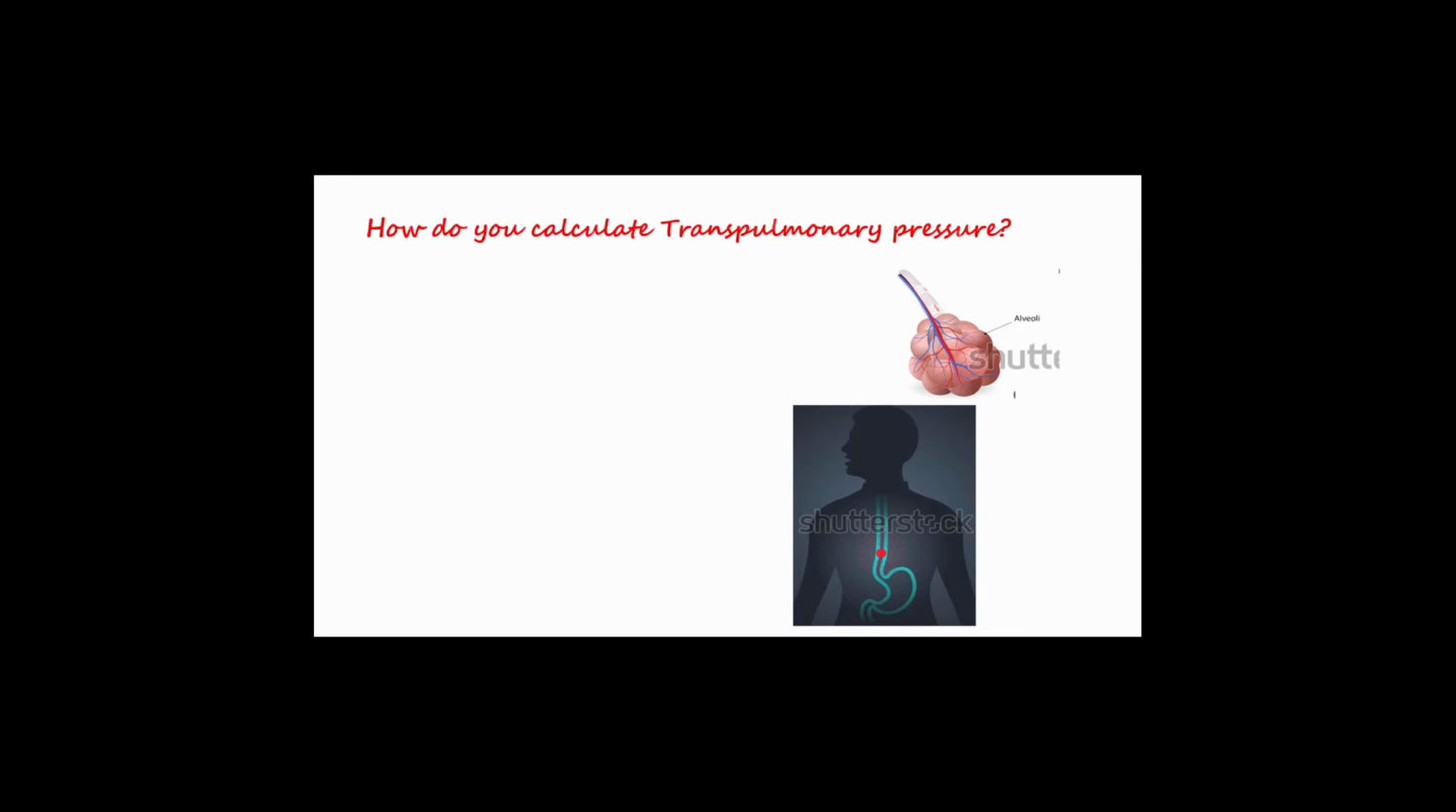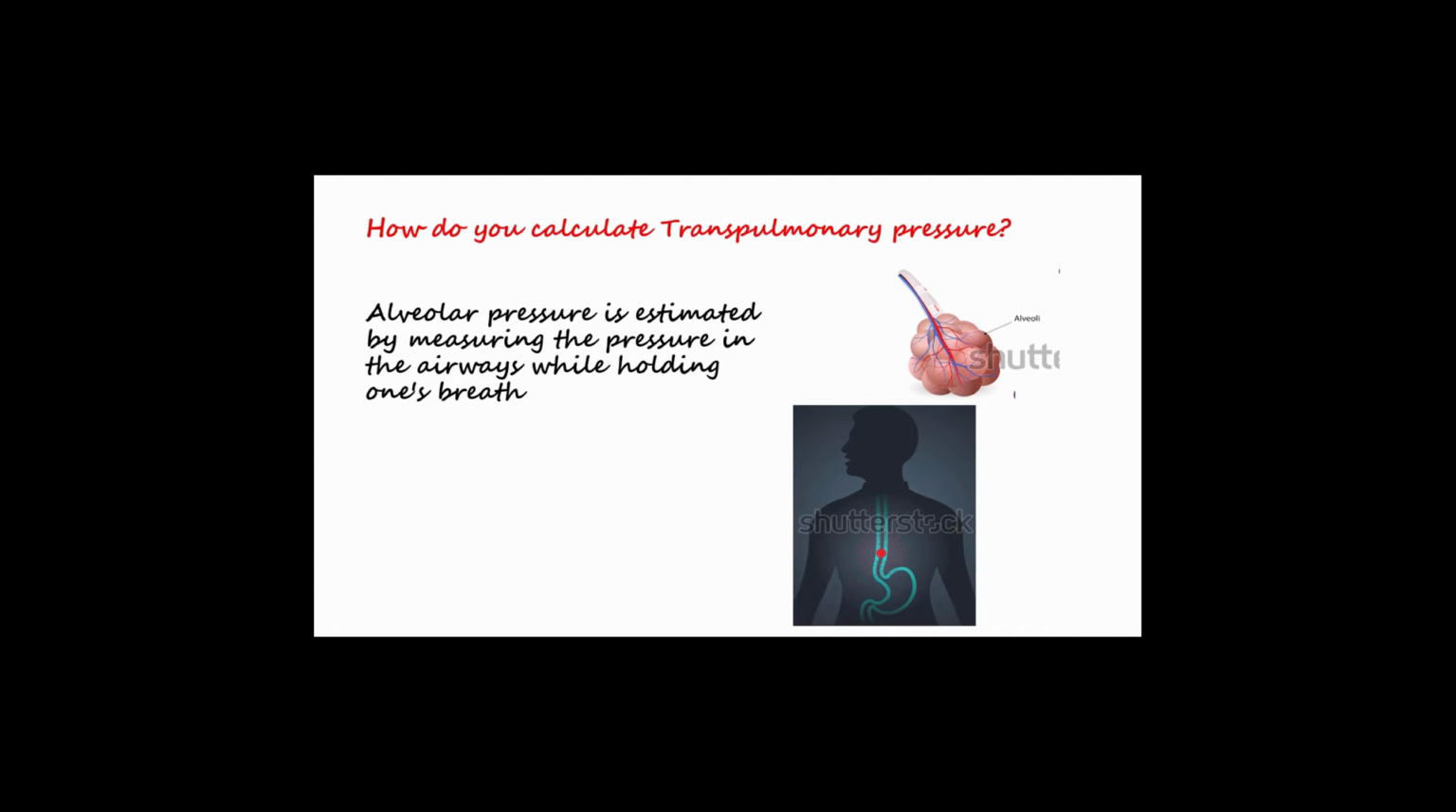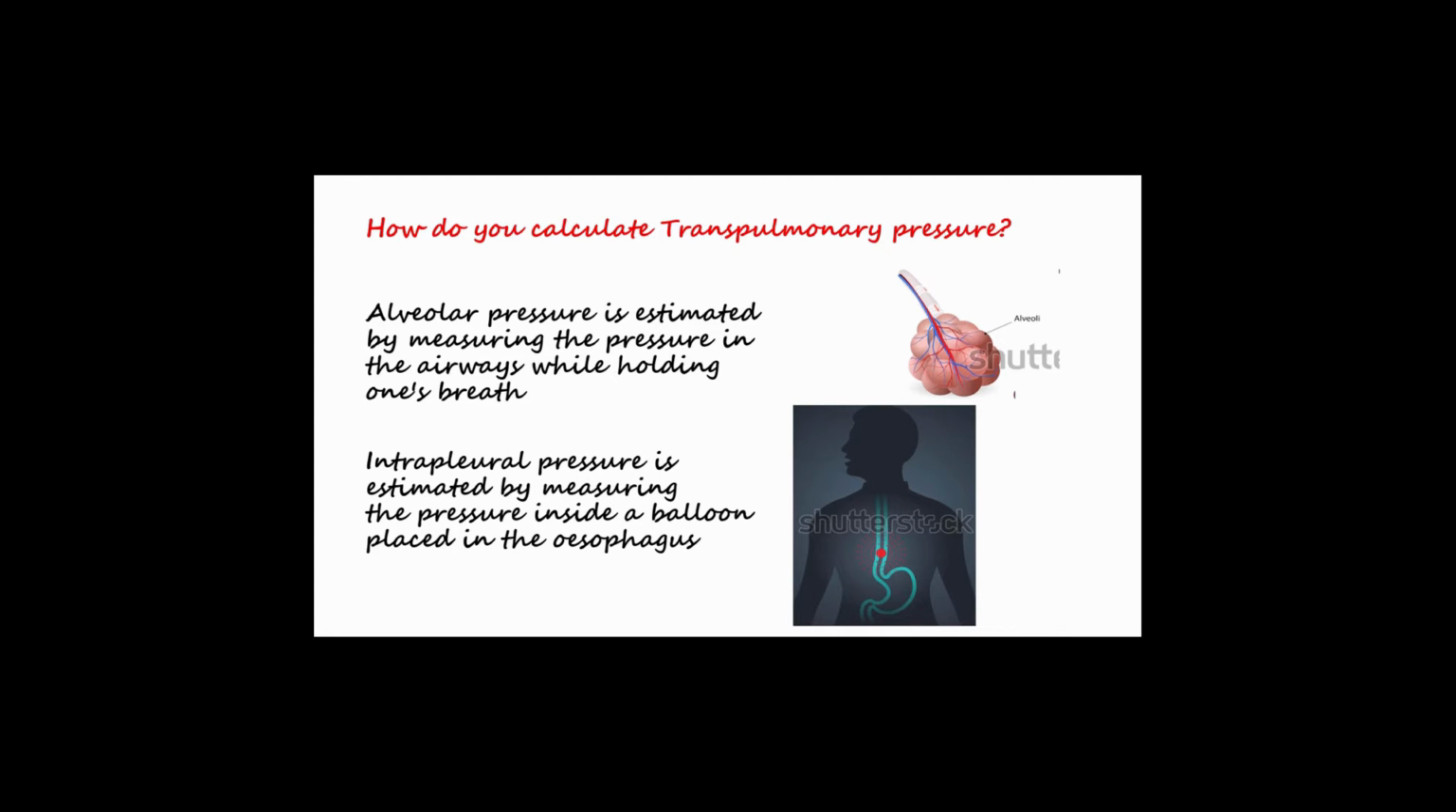How do you calculate transpulmonary pressure? Transpulmonary pressure can be measured by placing pressure transducers. The alveolar pressure is estimated by measuring the pressure in the airways while holding one's breath. The intrapleural pressure is estimated by measuring the pressure inside a balloon placed in the esophagus.